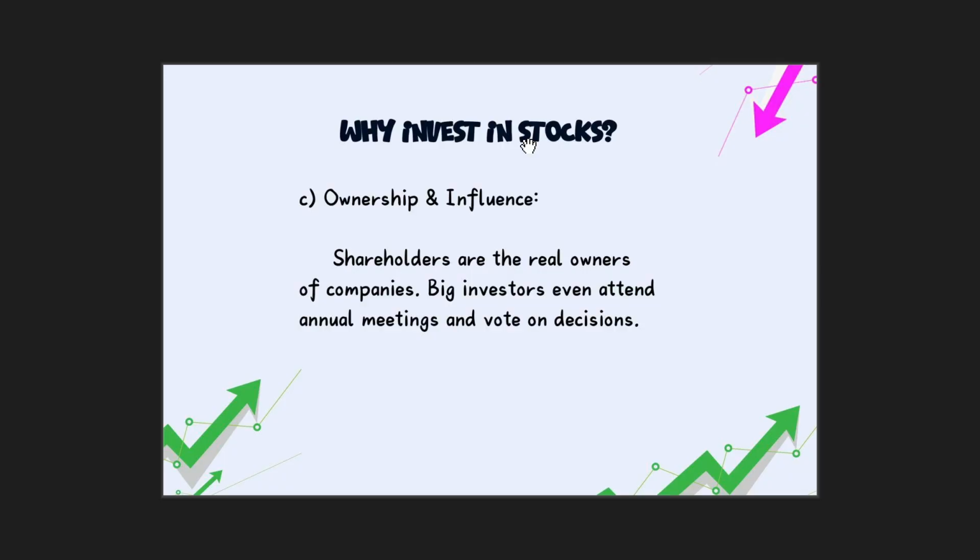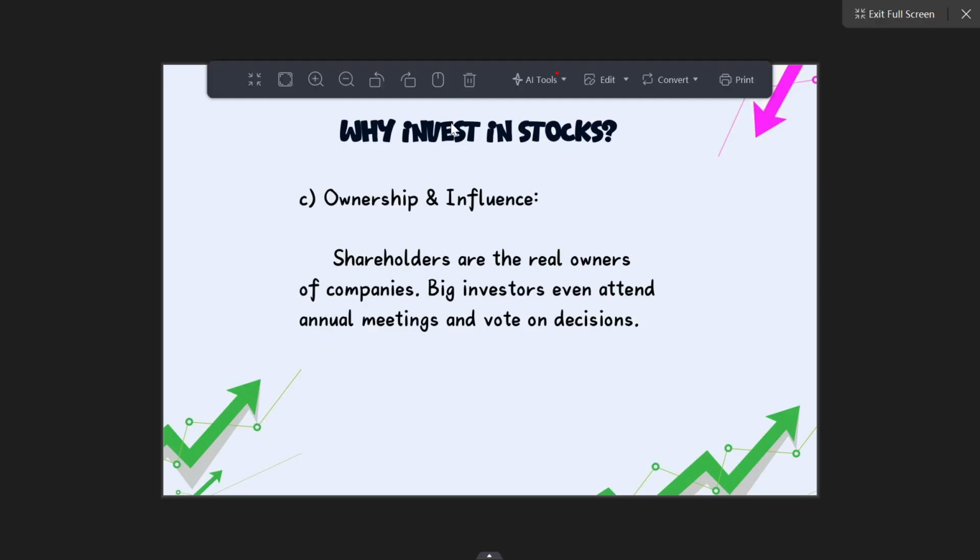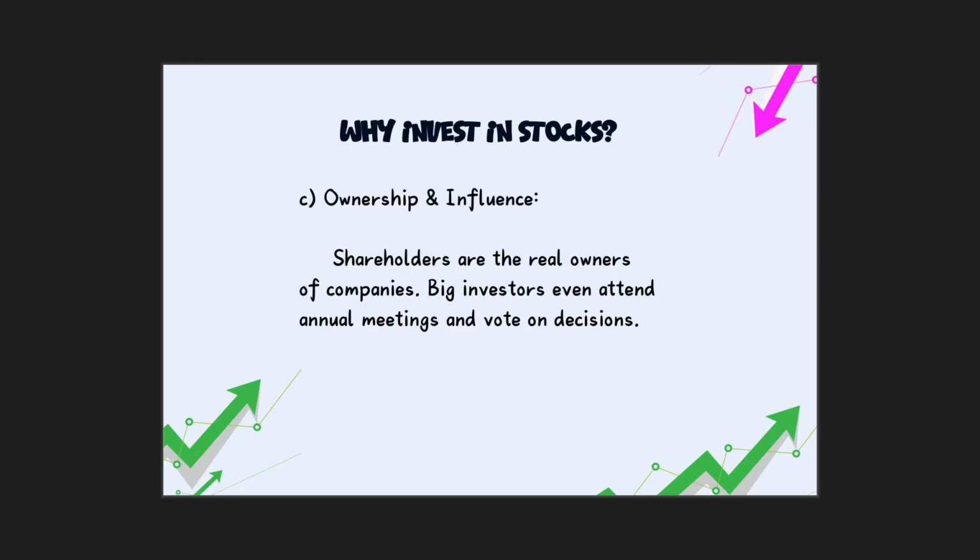And most times when you own a big amount of shares in a company, they will send you a message to come for their AGM, which is an annual general meeting. So your vote in that meeting counts. Imagine you own 50% of Zenith Bank shares. They cannot make any decision without you, because most of their company depends on you. Ownership and influence.